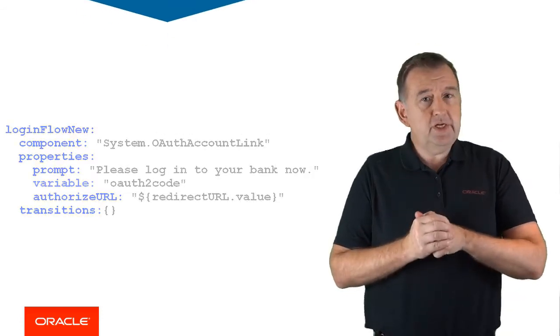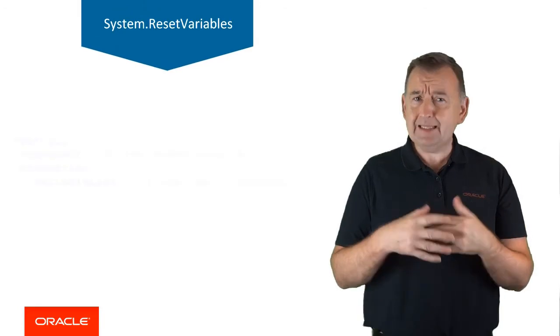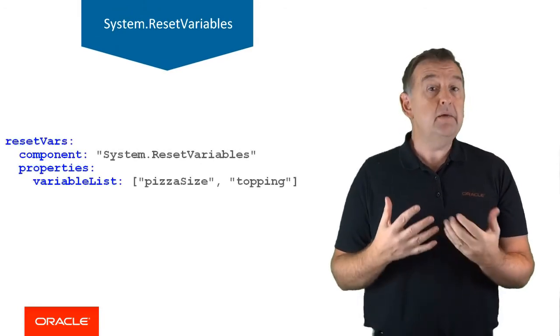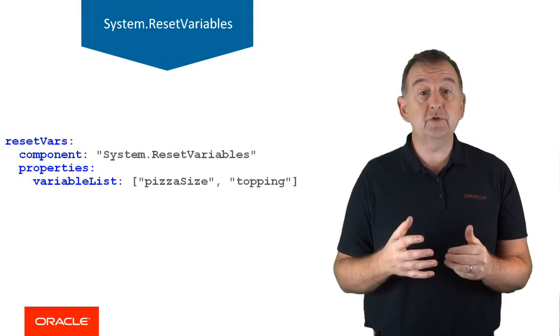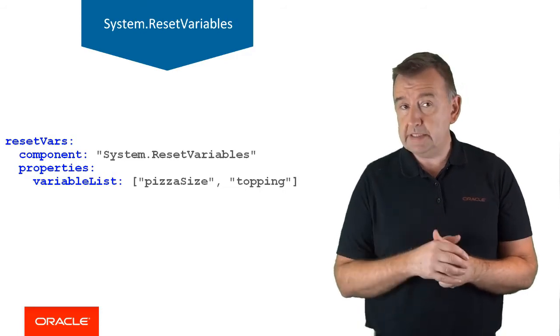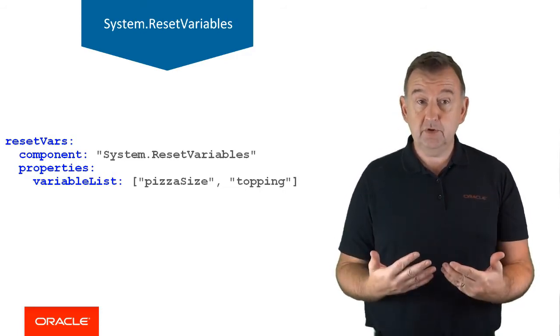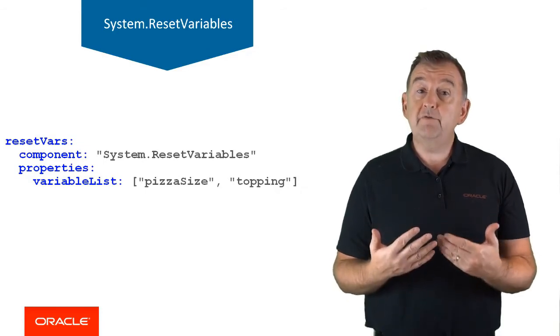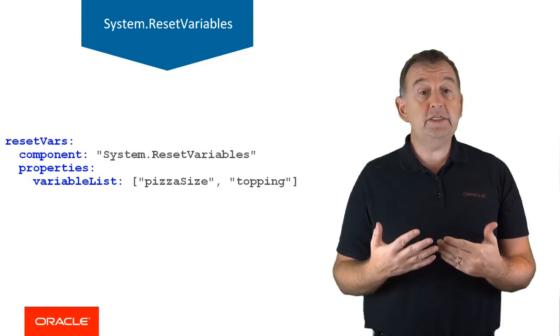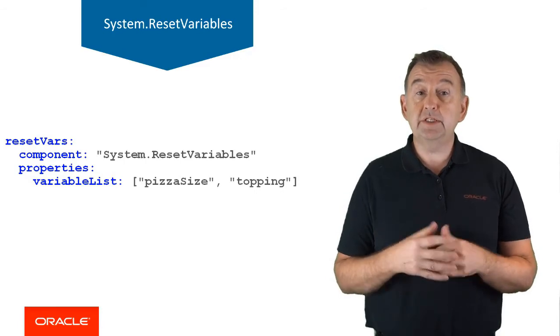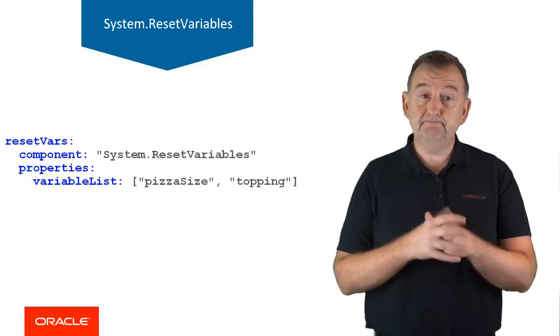Okay, we're in the home straight now. Are you keeping up? We're on to reset variables. Let's imagine the use case when maybe the user has decided to cancel whatever they've been doing, maybe ordering a pizza. It might make sense to reset all of the variables in the context. The reset variable component will simply reset to null all of the variables contained in the variable list property.